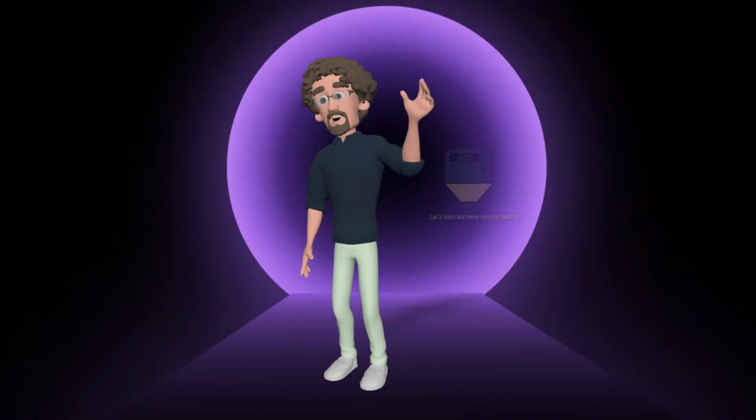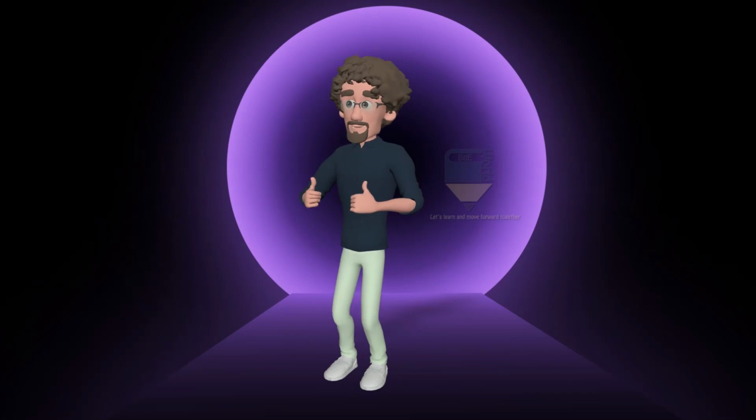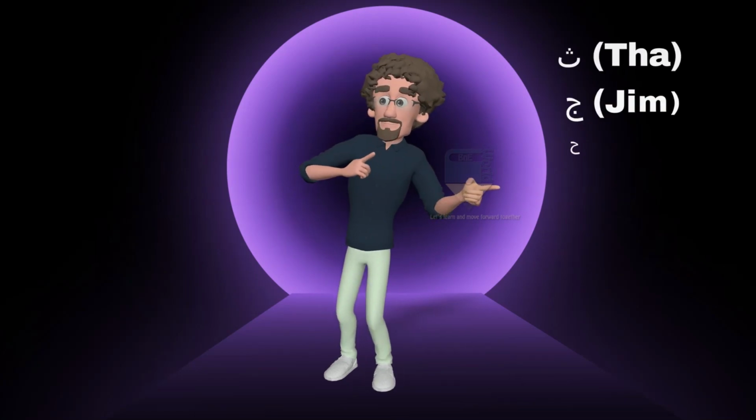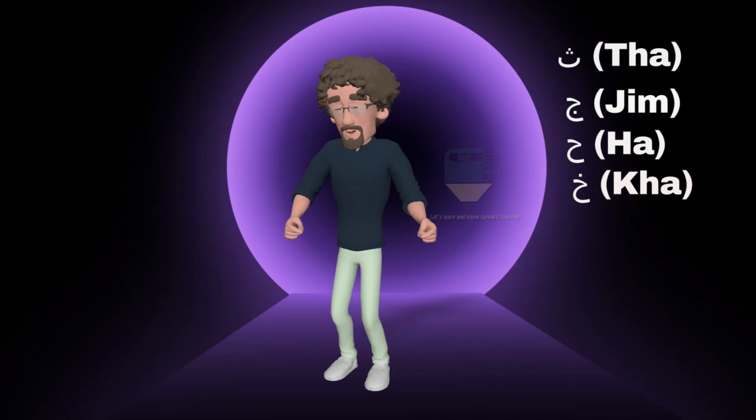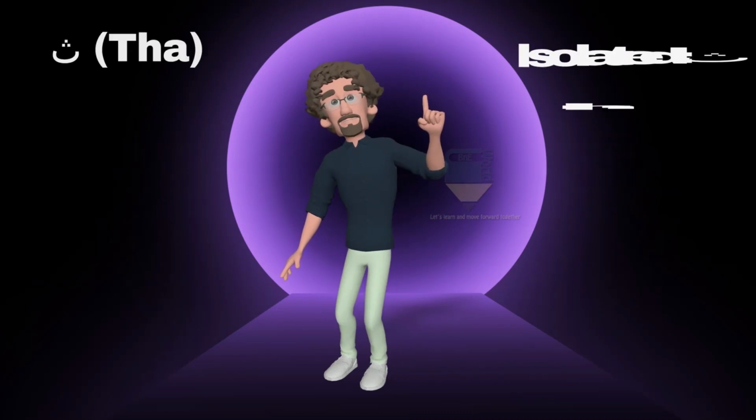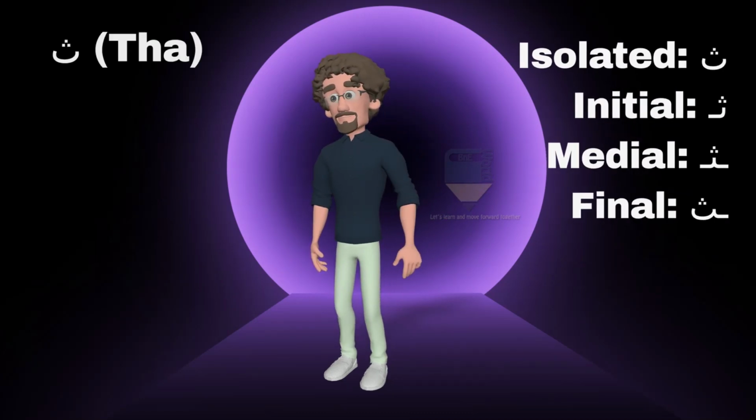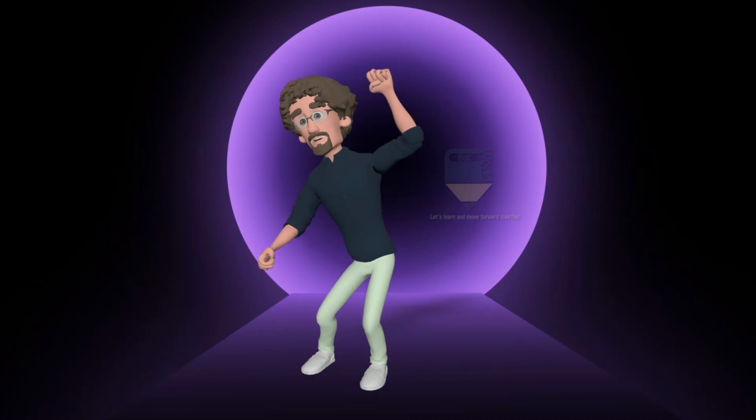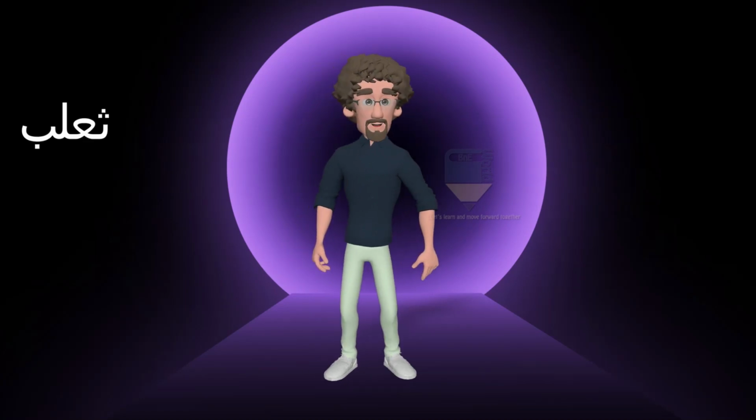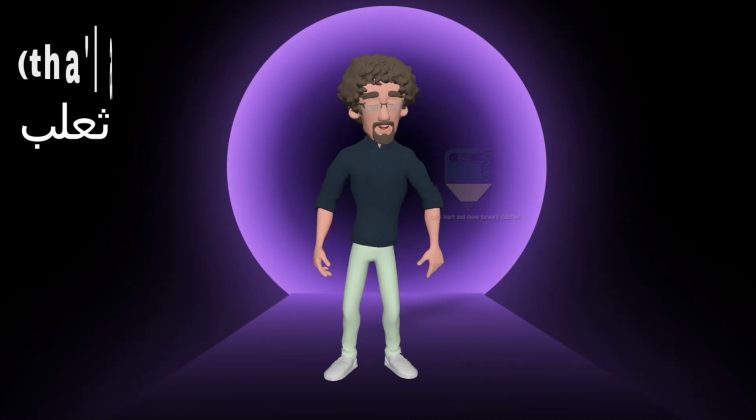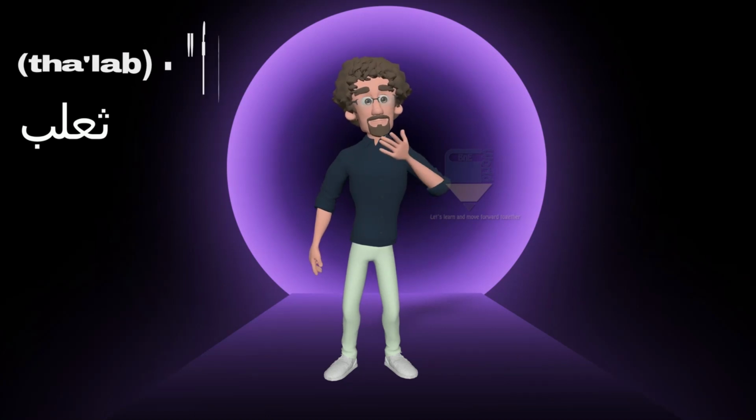In this class we are going to learn the fourth Arabic alphabet group: Thaa, Jim, Ha, and Khaa. Note the four forms of Thaa. For example, Thalab. The word Thalab means fox in Arabic.